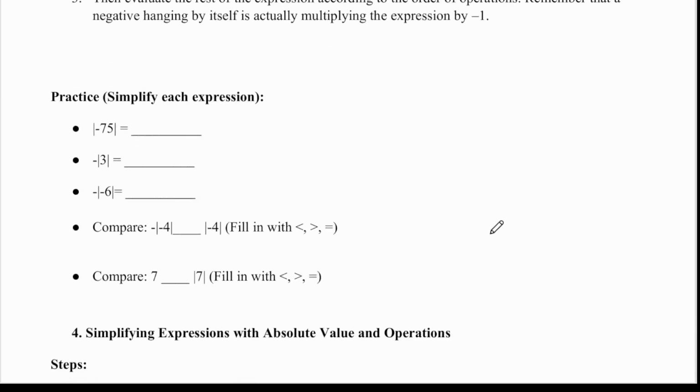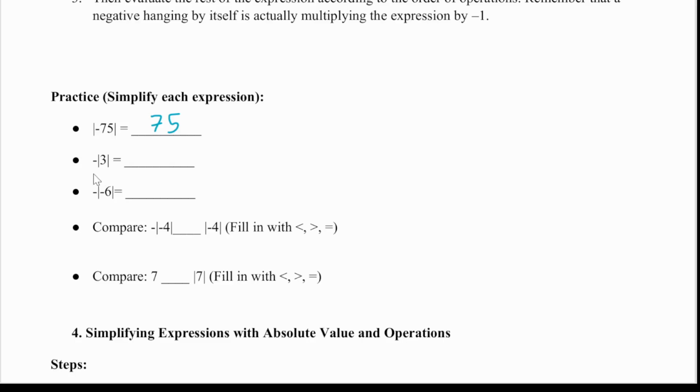So for example, the absolute value of -75 would be saying -75 is how far away from 0? It is 75 away from 0. And the -75 was the only thing inside the absolute value symbol, so there wasn't anything else to do besides evaluate that expression. That's different from the next one here.